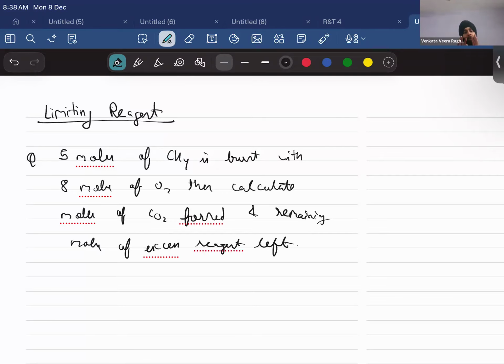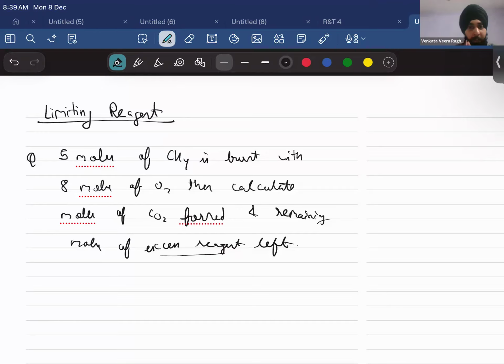If you can see here, they are asking you for the excess reagent left, which means this question is of the limiting reagent type. This question corresponds to the limiting reagent topic. If this is the scenario, how shall we proceed? Same way, write the chemical equation first, balance it, and after balancing, wait for a second. Give yourself some time.